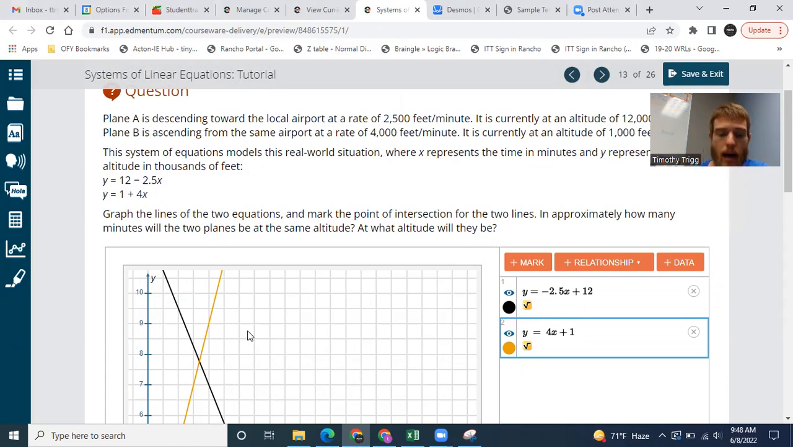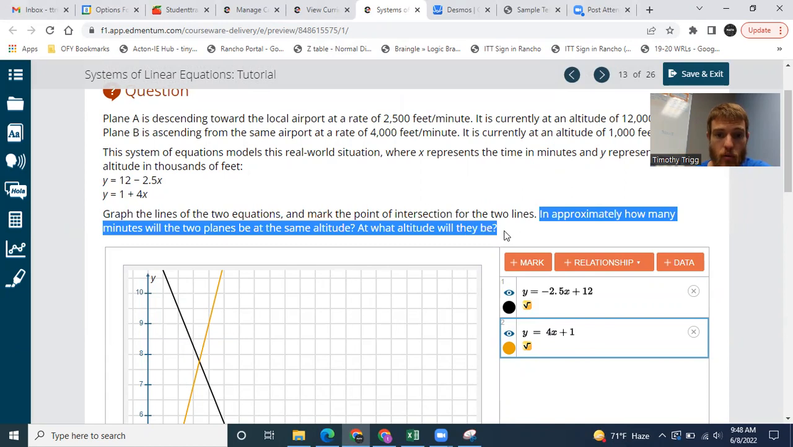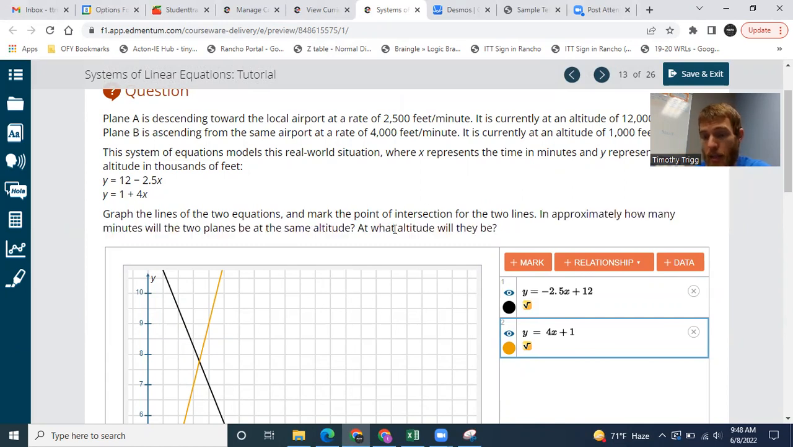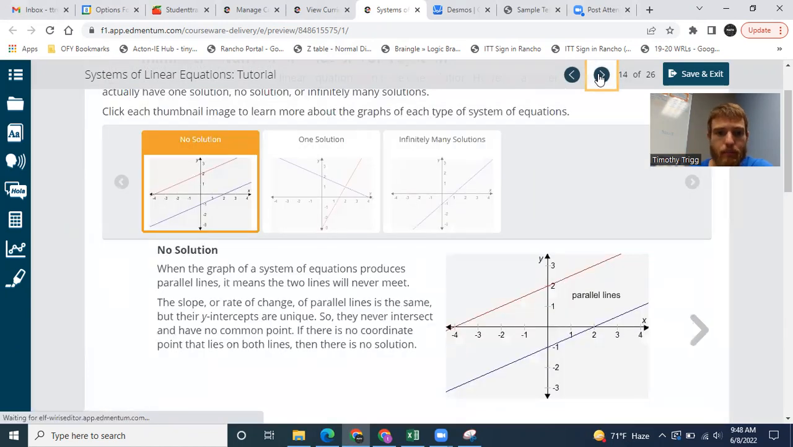And then the second coordinate, the y coordinate, tells you the altitude that they will be at the same. So 7.75 thousand will be the altitude where they're at the same altitude, right? So it tells you the time when they'll be at the same altitude, and it tells you that altitude. So the coordinate where they intersect answers both of these questions. In approximately how many minutes? 1.75 minutes. And at what altitude will they be when they are at the same altitude? That'll be 7.75 thousand for the altitude.